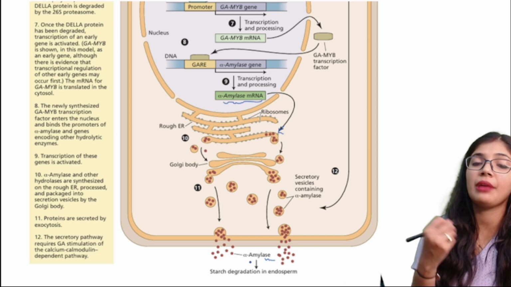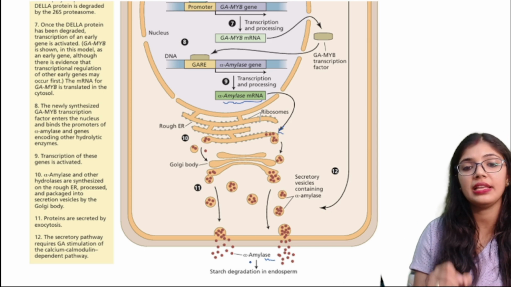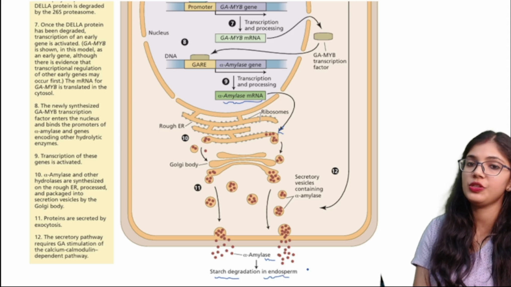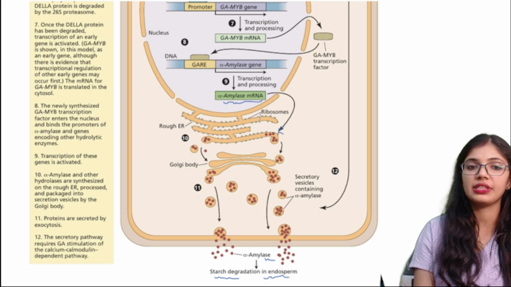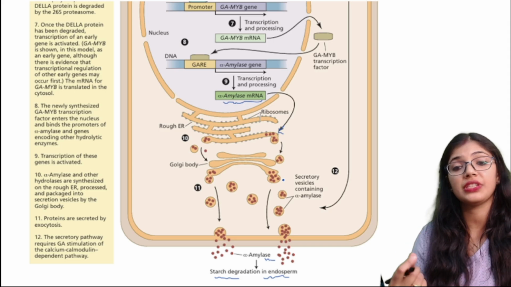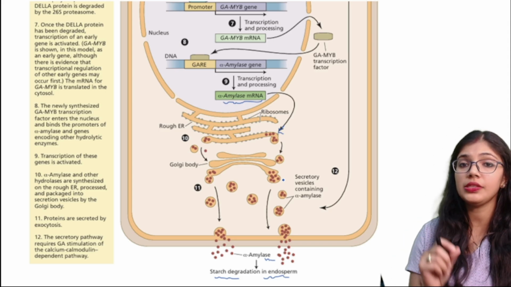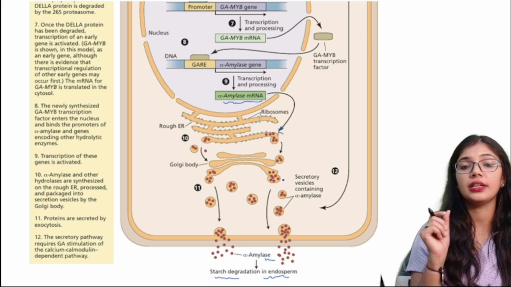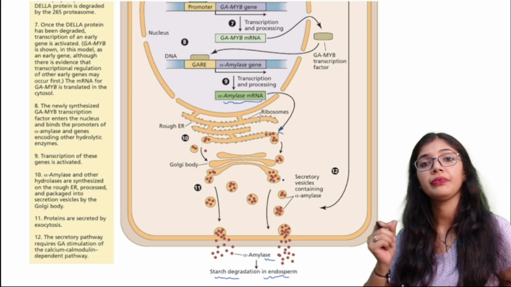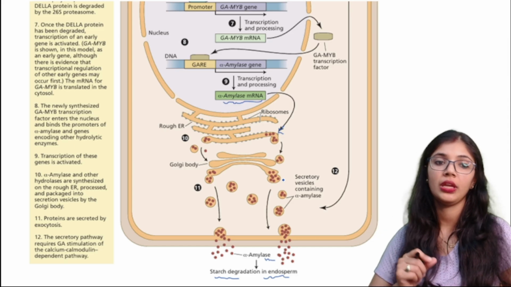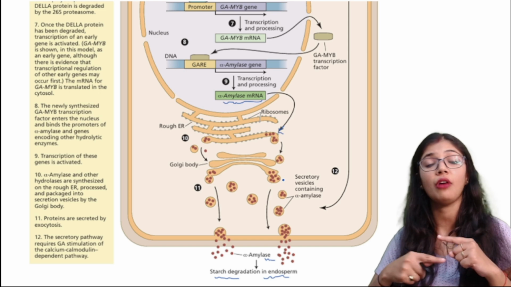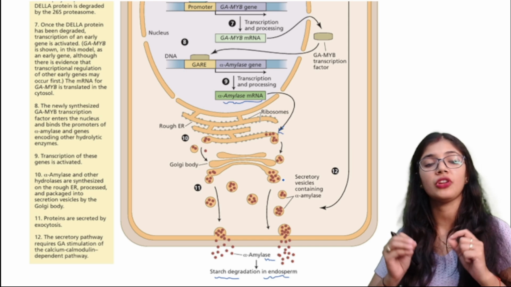So what was the requirement of this alpha amylase? They were required for the degradation of starch in the endosperm. Already we have discussed here, they are required for the degradation of starch in the endosperm. In this way, the presence of gibberellic acid is helping in the secretion of the alpha amylase in the plants or in the embryo. This was all how this GA was helping in the secretion of alpha amylase.